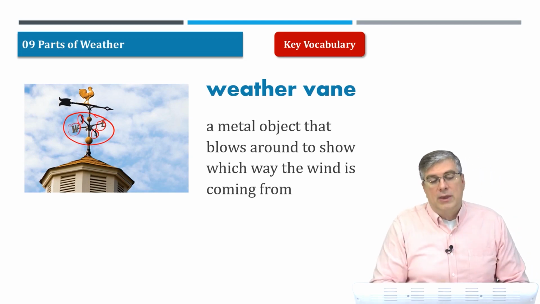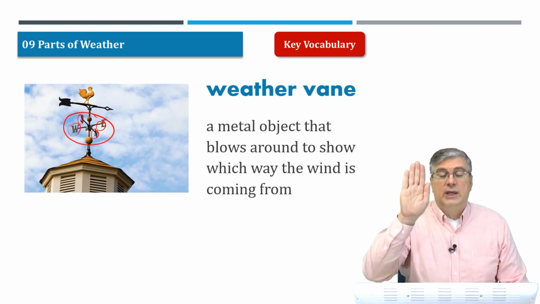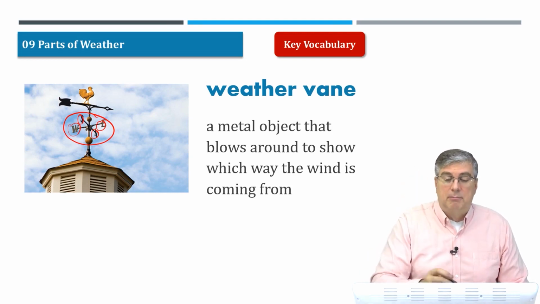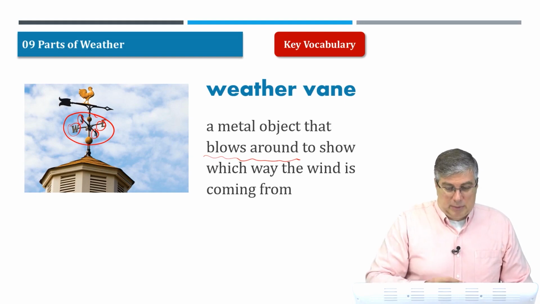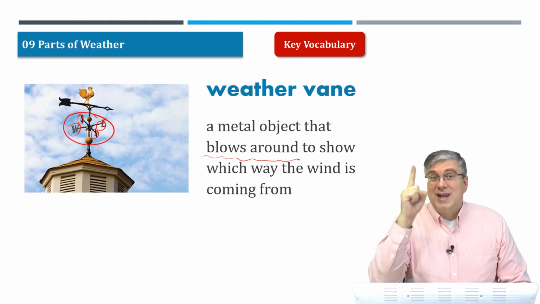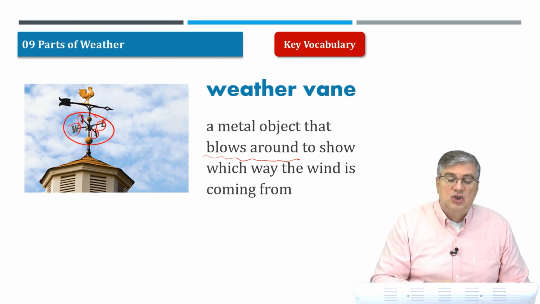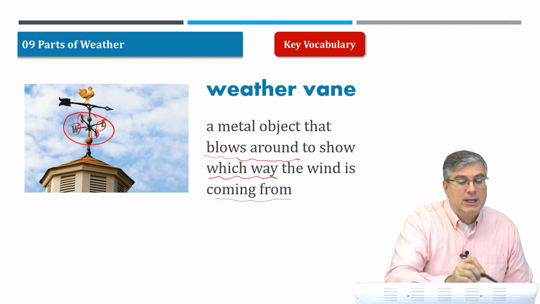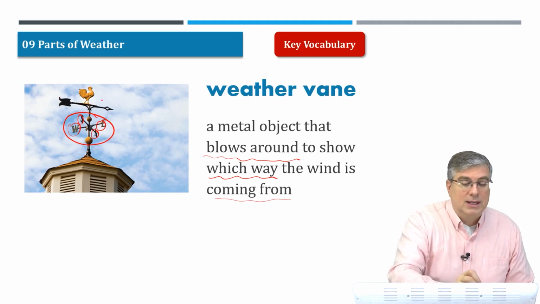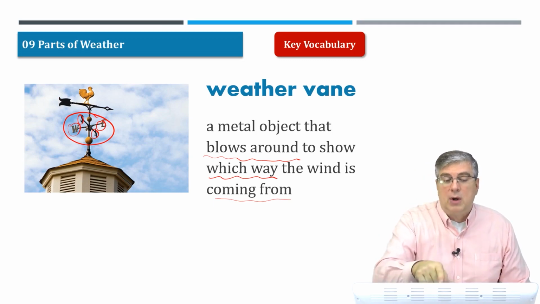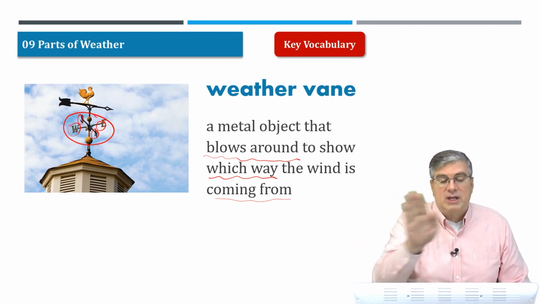So if we look at the weather vane, and these are usually on the tops of tall buildings, right? It's made of metal. It's a metal object that blows around. Blows around means it moves. It moves around, and it can move 360 degrees to show which way the wind is coming from. So in this picture, we can see the wind makes the weather vane move in a certain way, and it points to the direction that the weather is coming from.